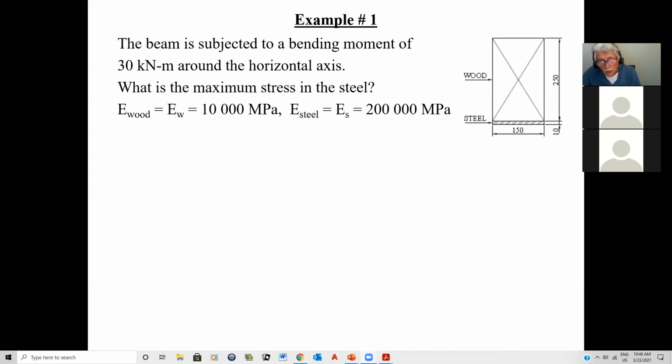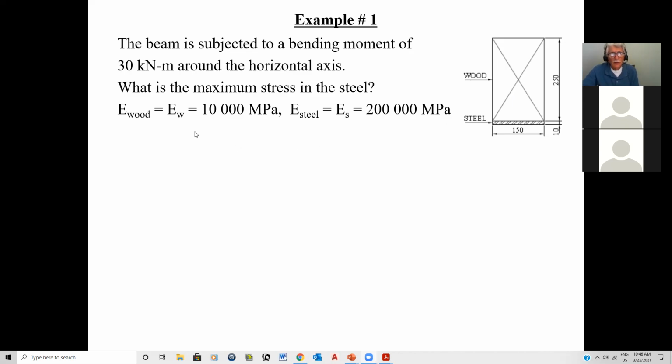So here, I'm going to do this example so you guys can get the gist of what we're doing. Now, the beam is subjected to a bending moment of 30 kilonewton meters around the neutral axis, the horizontal axis. In other words, it's bending this way. What is the maximum stress in the steel? So in other words, now I have wood and I have steel.